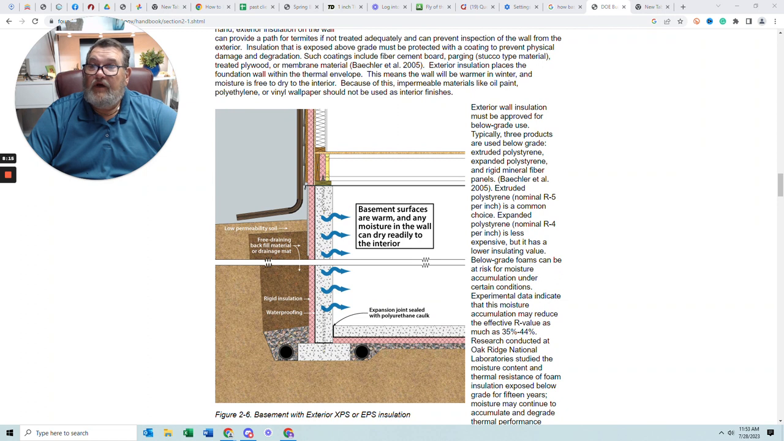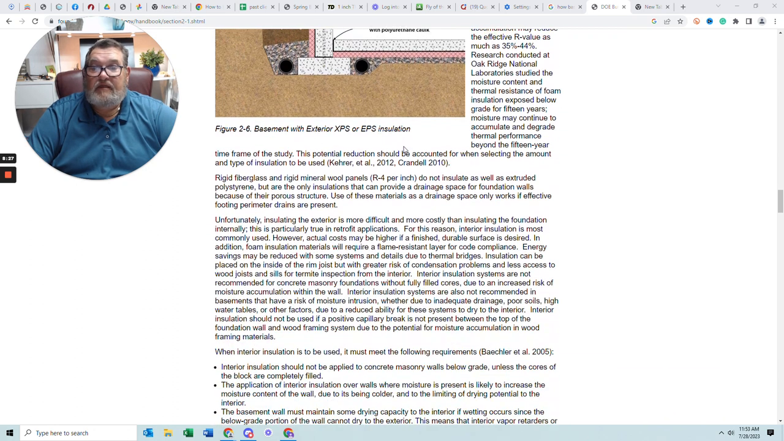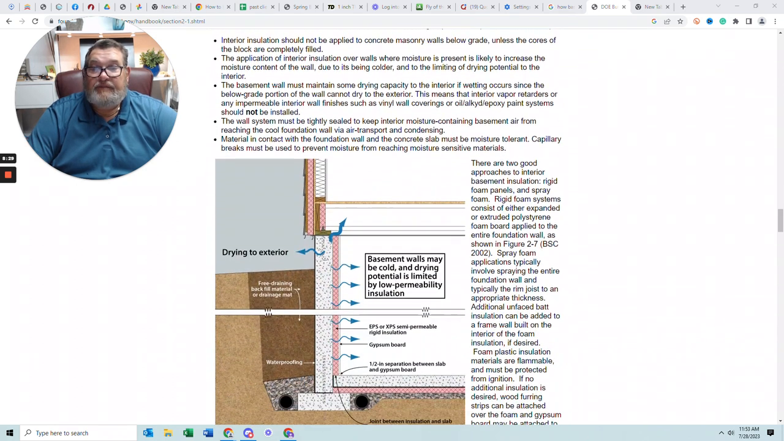So that's a little bit about basements. If you have any questions, obviously get in touch with me and we'll be happy to answer them. But there's the details of how a basement is built.